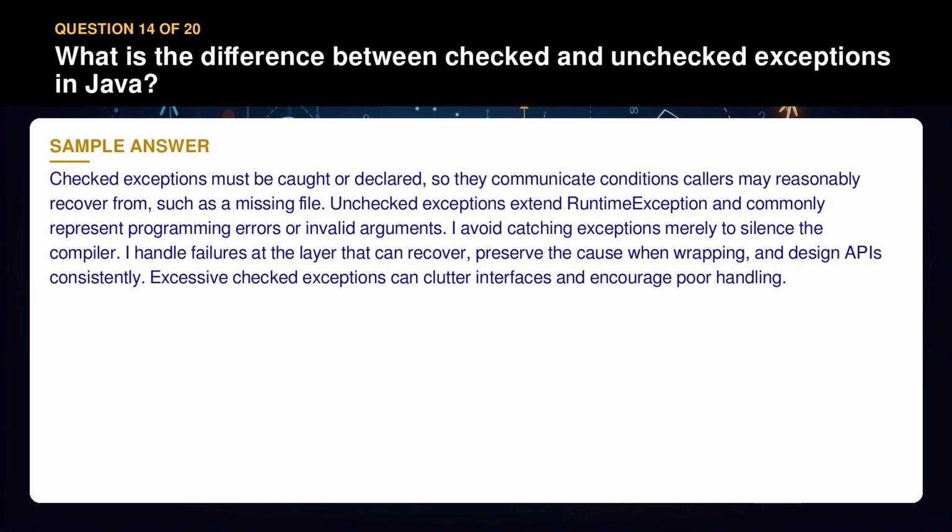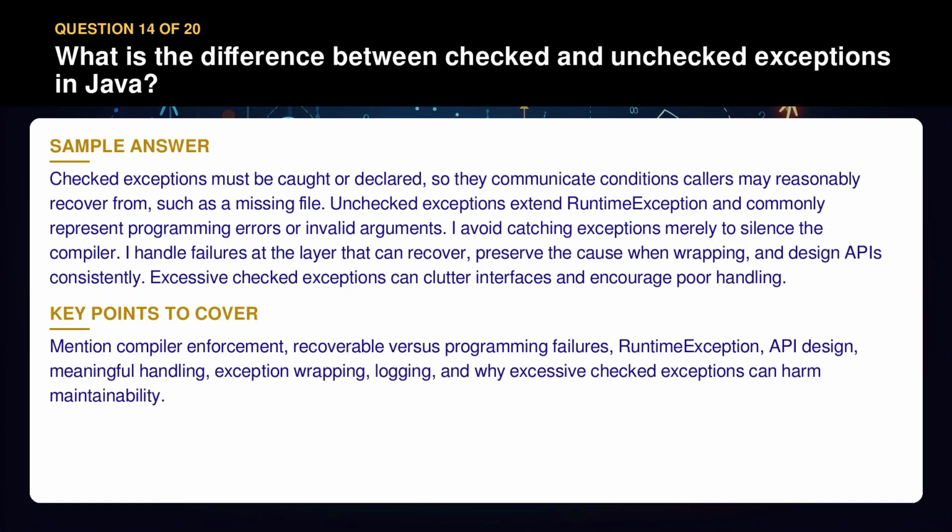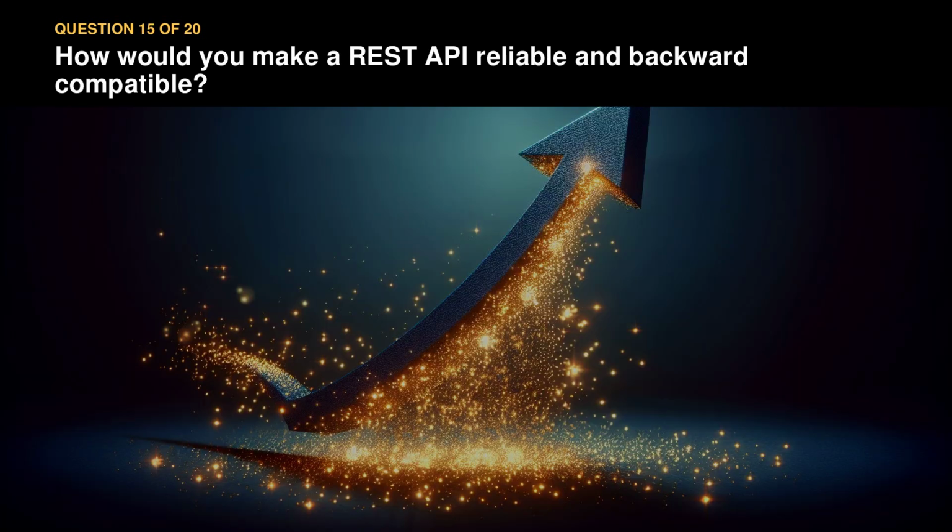I avoid catching exceptions merely to silence the compiler. I handle failures at the layer that can recover, preserve the cause when wrapping, and design APIs consistently. Excessive checked exceptions can clutter interfaces and encourage poor handling. Mention compiler enforcement, recoverable versus programming failures, runtime exception, API design, meaningful handling, exception wrapping, logging, and why excessive checked exceptions can harm maintainability.